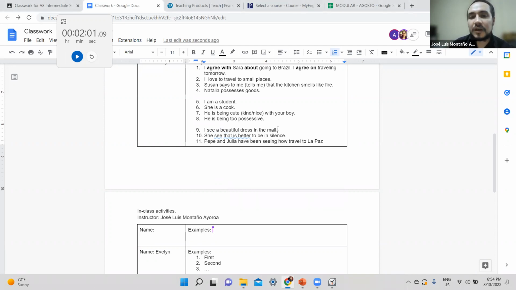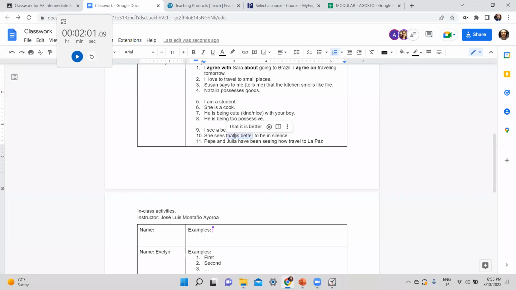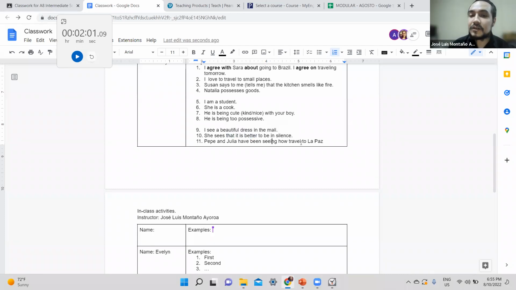Here they want to change that to past, but it's great. Beauty is going to be like a person or like a noun. Then she, remember, she is third person, right? So third person is always with S: she sees, she looks, she gets, she cooks, she drives, she studies. And that also is going to be here. So she sees that. You always need a complete idea: subject, verb, complement. If you don't have a real subject, you always use it, okay? That it is better to be in silence.